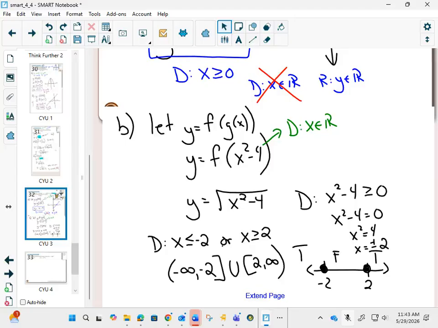So both of these had weird domains as a result. Now you can circle the rest of 6. I know you circled 6D already. Now you can circle the rest of 6 and number 10.